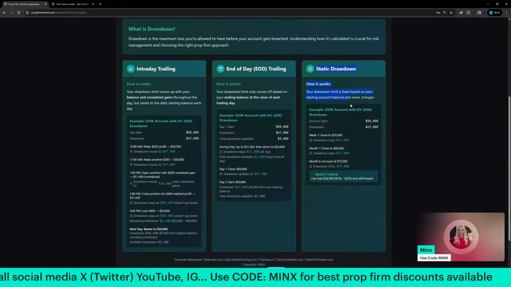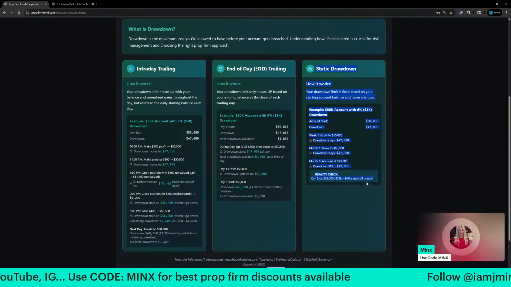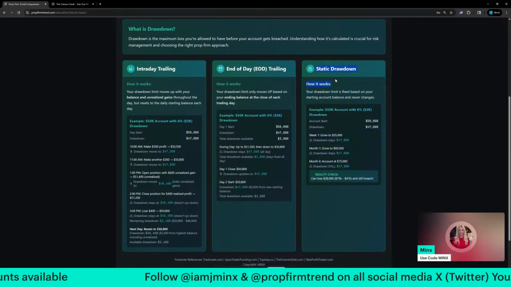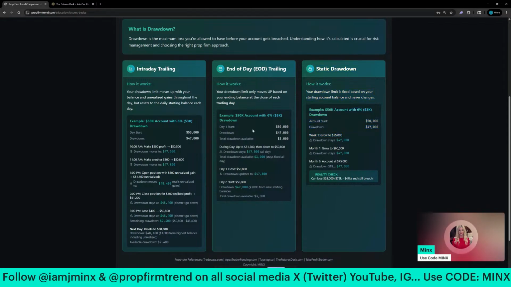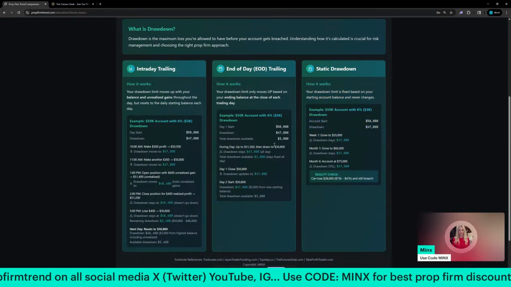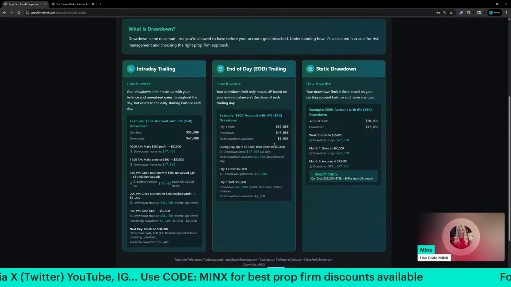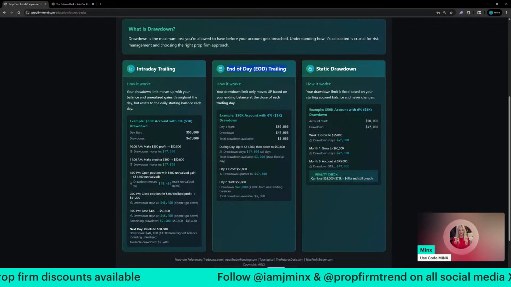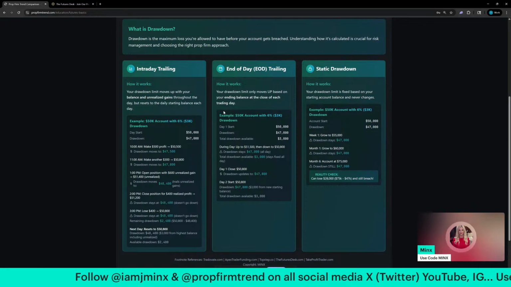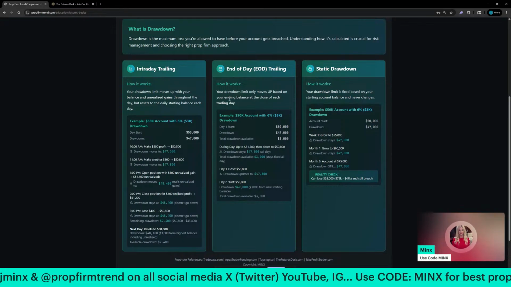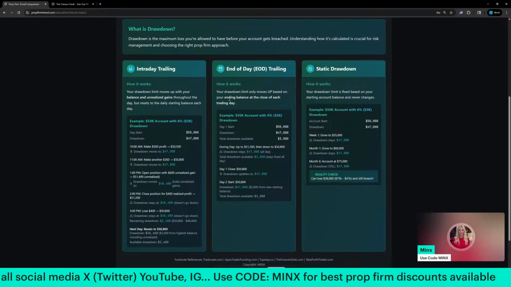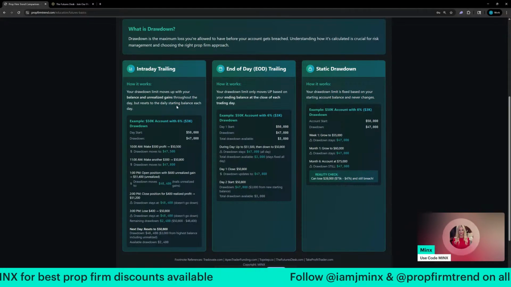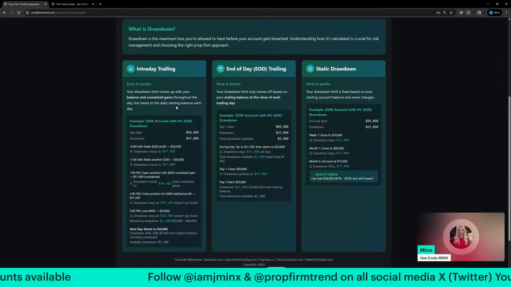So this is one of my favorite plans, and it's harder to blow because the drawdown is not moving behind you. So also, even with the end of day trailing or intraday trailing, once you move into a funded phase on both of these accounts, and you get up over your threshold amount, then that balance actually stops trailing. It also becomes static.